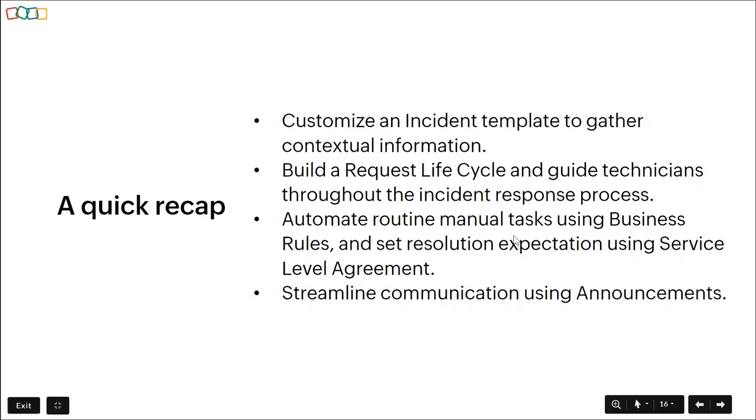And then we set the resolution expectation based on service level agreements. You can configure service level agreements, which help you to resolve and respond to the request within a pre-configured timeline. If it is exceeded, you can go with the escalation rules, or you can perform actions to move the request to another technician or increase the priority of the specific incident. Once that is done, we discussed streamlining communication using announcements. You can publish an announcement to any of the user groups or to the technicians available in the organization.